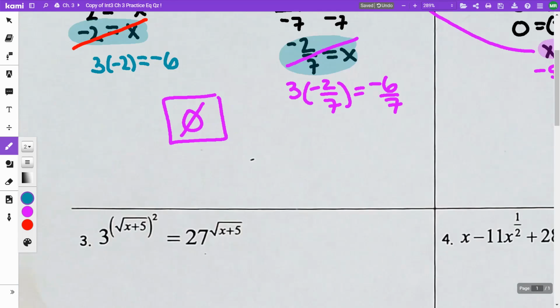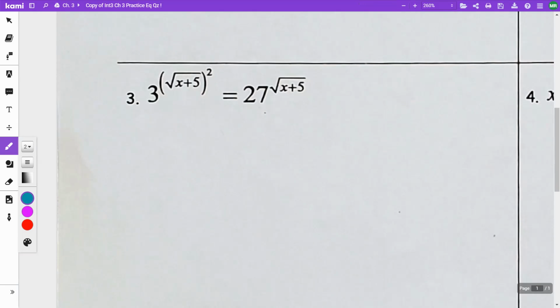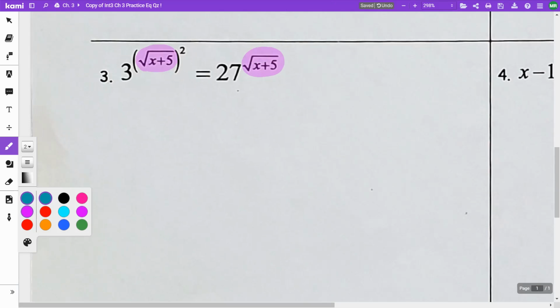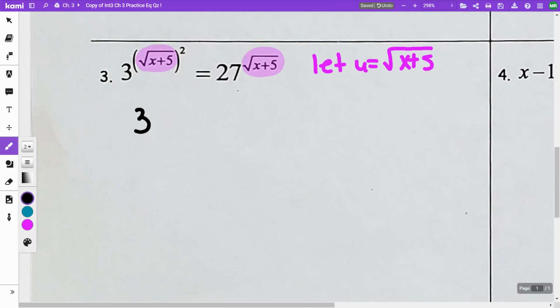On number 3, for this, I have to understand how to do exponential equations. I also need to understand that when I have that in both of them, I can rewrite it. I'm going to say let u equal the square root of x plus 5. So let me just write this as a 3u squared is equal to a 27u.